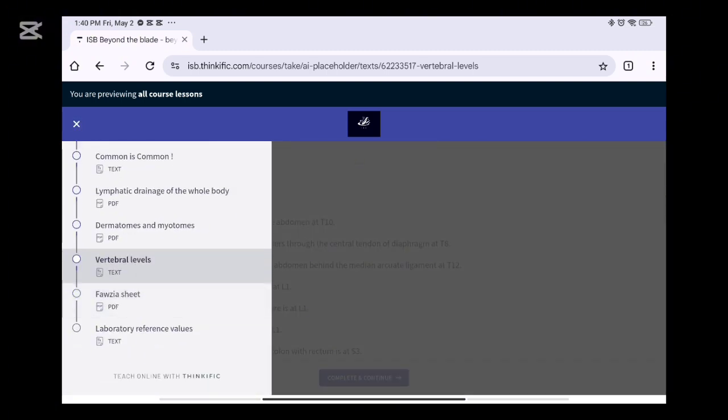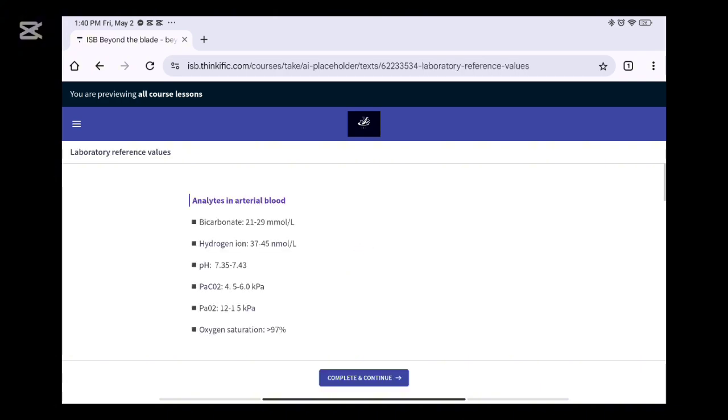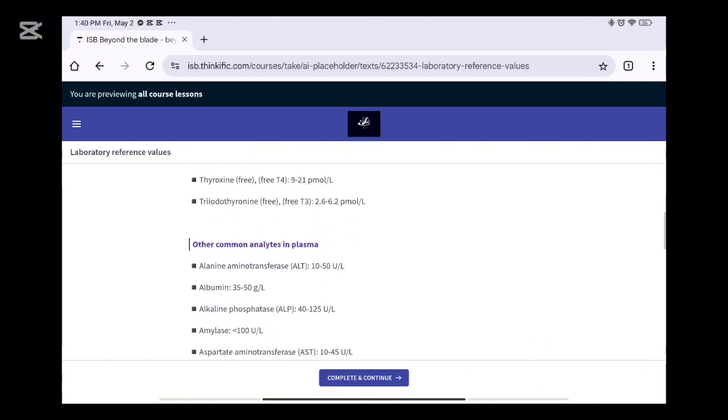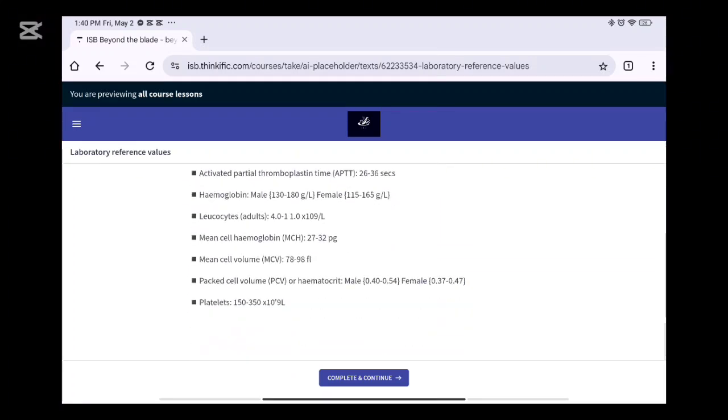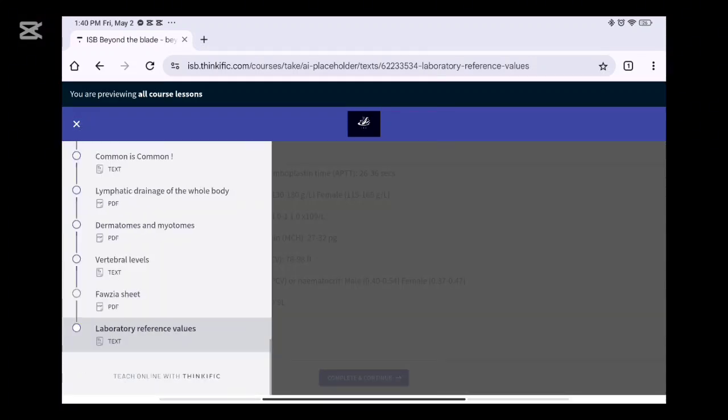You get the Fauziya sheet. I think it's okay. Not a lot of questions come from it, but it's still useful to go through it. Also, the lab values that are important, analytes in arterial blood, hormones, analytes in plasma, in the CSF, you get that also in one place.